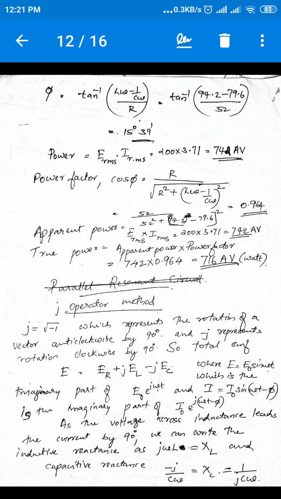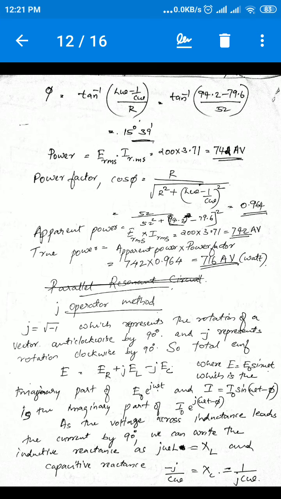And the power is ERMS into IRMS. You can get 742 volt ampere, we can say that watt. And that is the apparent power, but we need to find the true power. In order to find the true power, you need to find the power factor. Power factor we didn't study, but you should remember that power factor is cos phi.